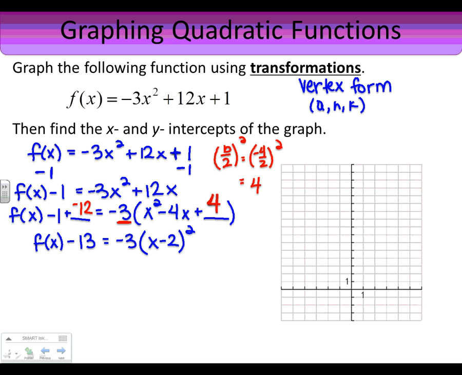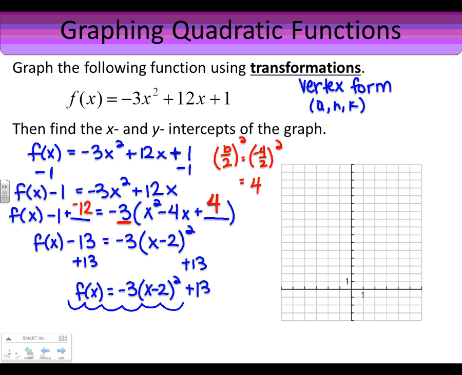Remember, we're wanting this in vertex form, so we'll go ahead and add this 13 back over to the other side. So I have negative 3 times the quantity x minus 2 squared plus 13. Now you can see that we have it in vertex form. So by completing the square, we can get it into vertex form.